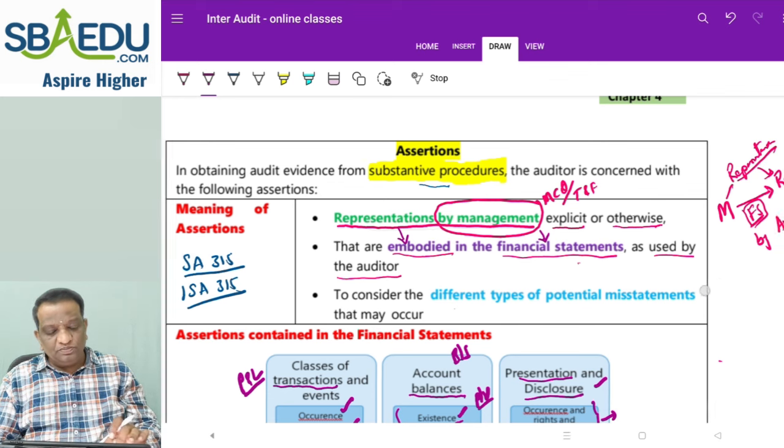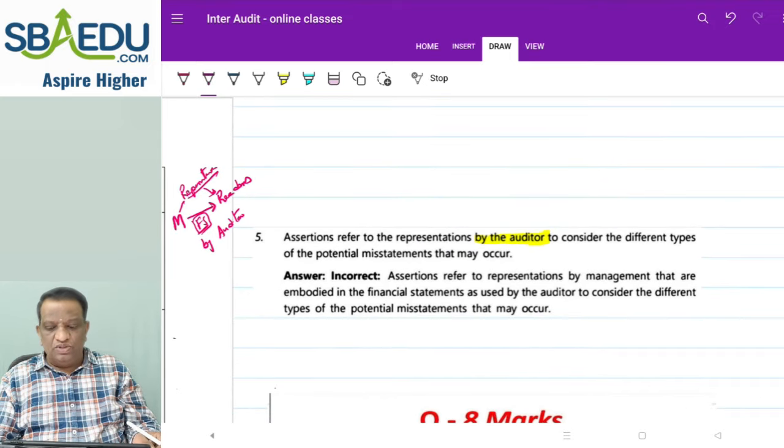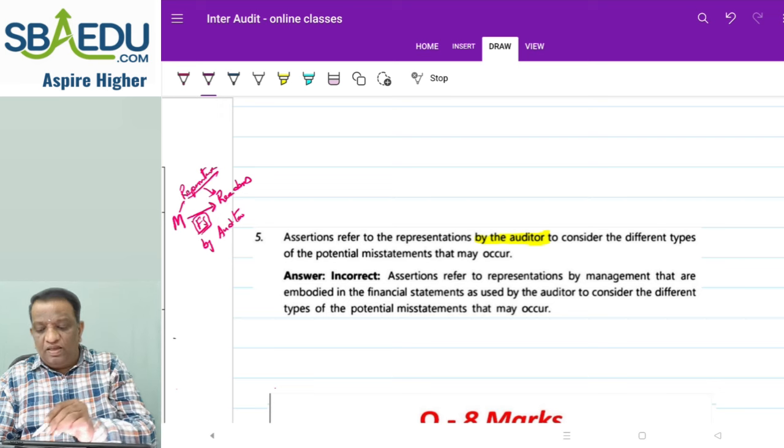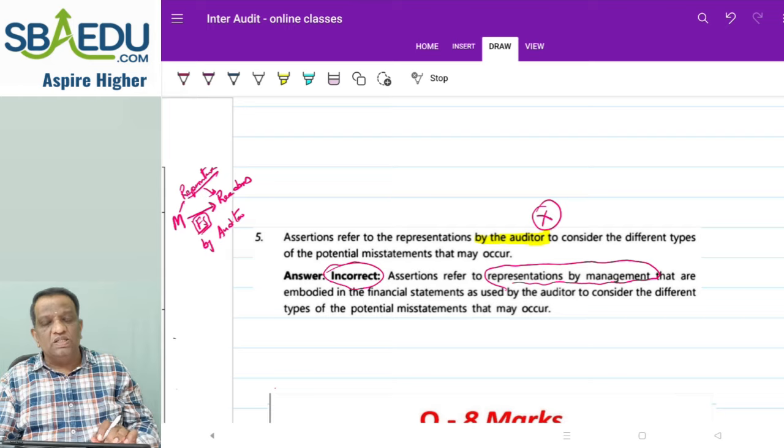opinion on it. Now, if you look at the questions from ICAI on this topic, look at this, true or false. It says, assertions refer to the representations by the auditor. Now, this is where you get caught. These are not the representations by the auditor. These are rather the representations by the management. Therefore, without even reading further, you can say that assertion never refers to the representation by the auditor. These are the assertions by the management. So, the statement is incorrect.